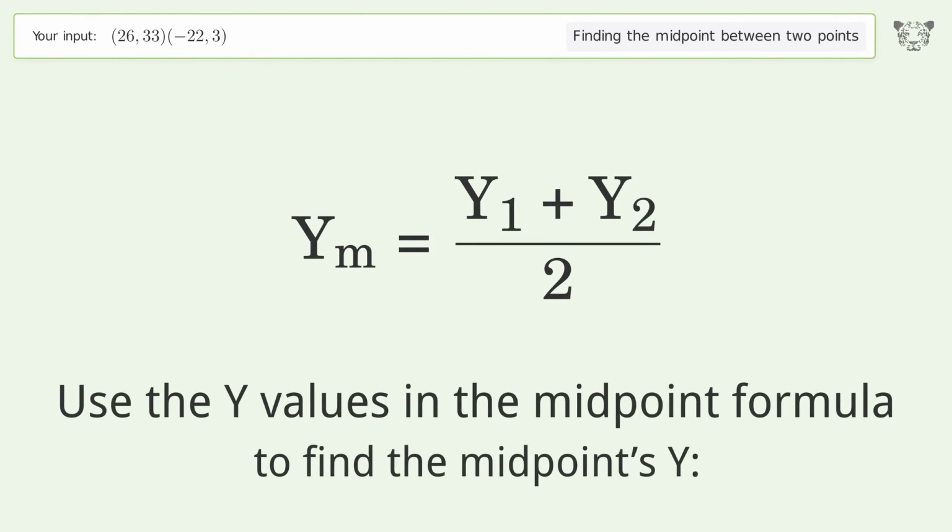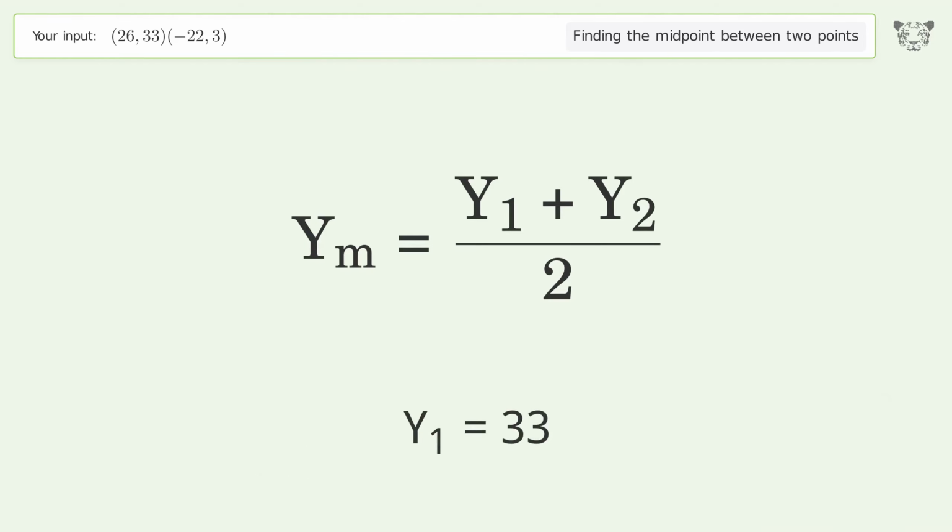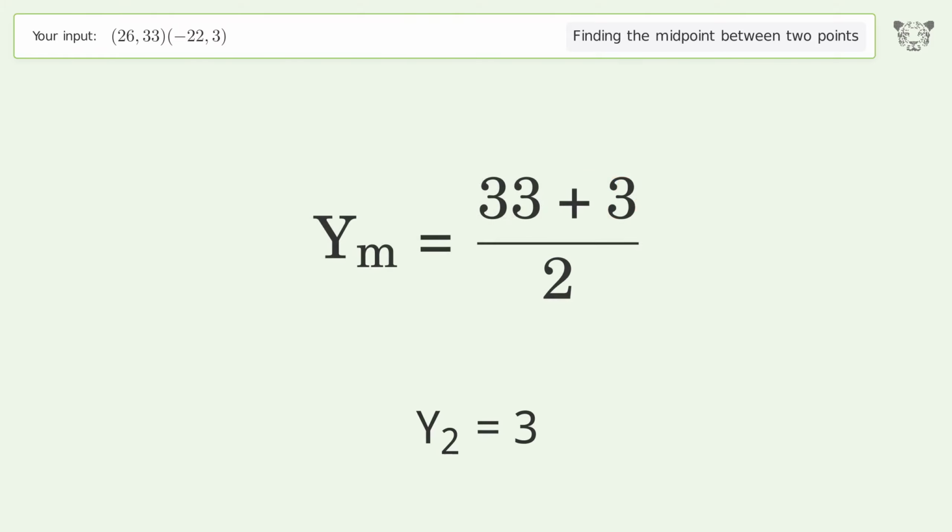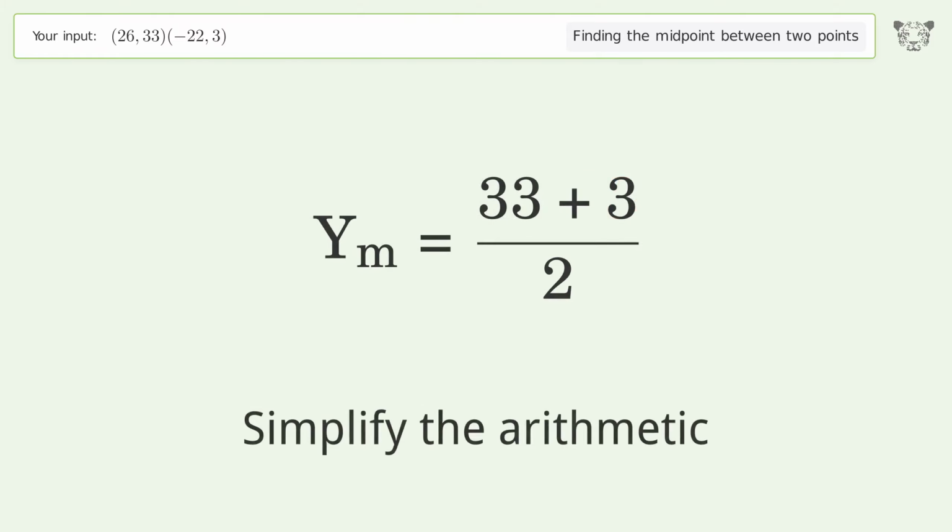Use the y values in the midpoint formula to find the midpoint's y. y1 equals 33. y2 equals 3. Simplify the arithmetic.